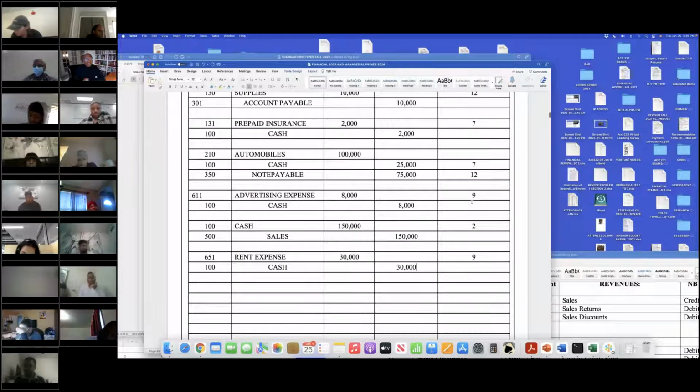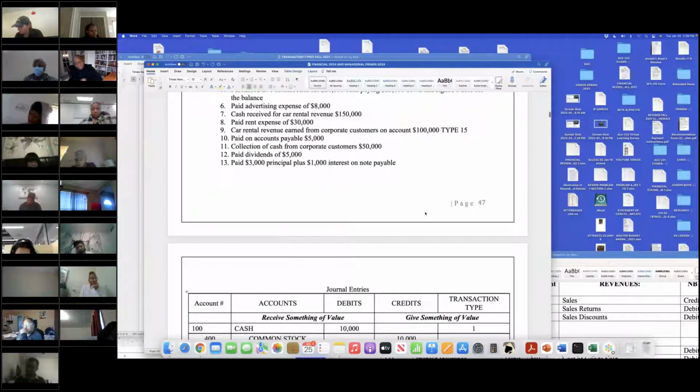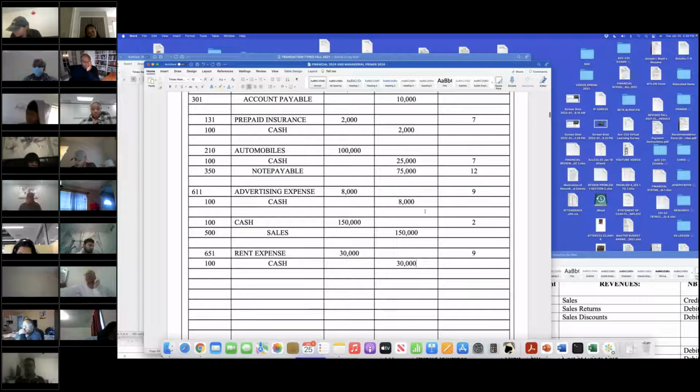I'm sorry, what did we debit? We debited rent expense and credited cash. 651 and 100 for 30,000, type 9.